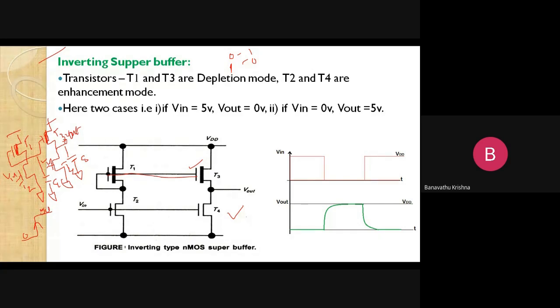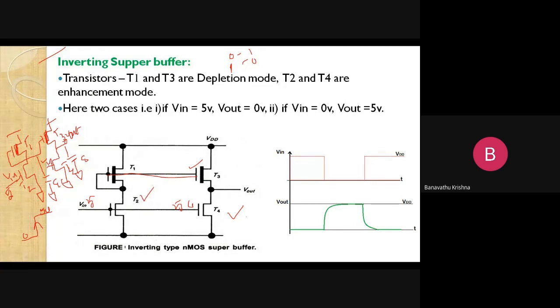So here I want to apply, this is the V input here, 5 volts is going to be applied. I also have here, I am going to apply the 5 volts here. Then what are the conditions of the transistors T1, T2, T3 and T4? For applying 5 volts as input, transistor T2 goes to the on condition.